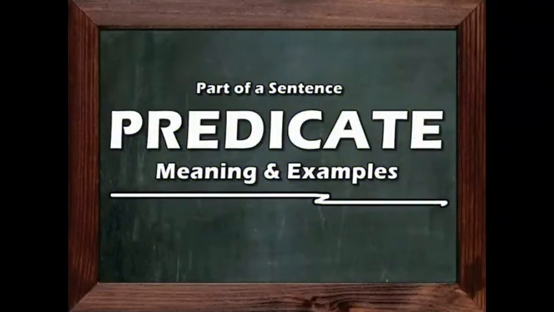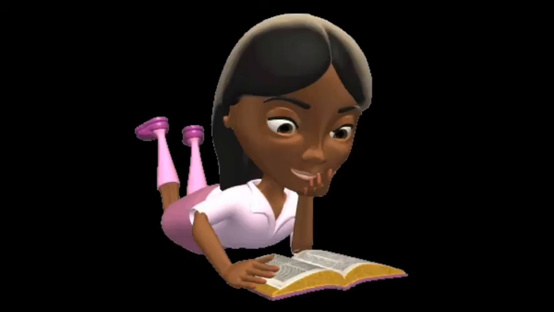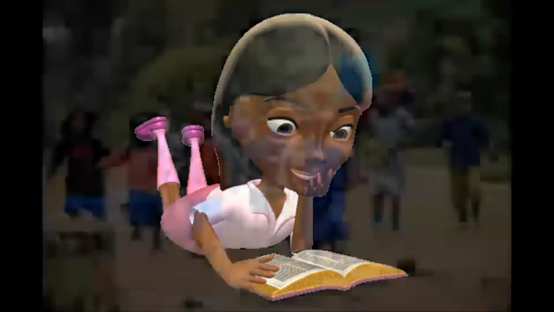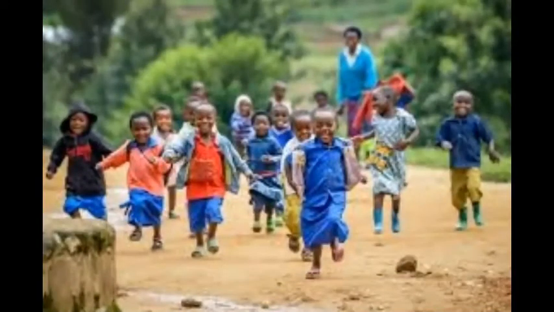Okay, here are more examples, and I want you to figure out what the subject is and what the predicate is. Let's go. The girl is reading. The children are playing. The children is the subject. Are playing is the predicate. You can see it is really easy.